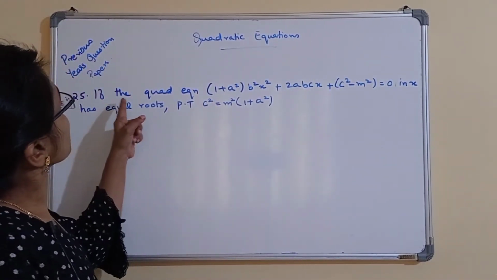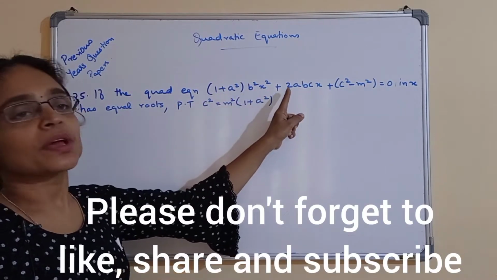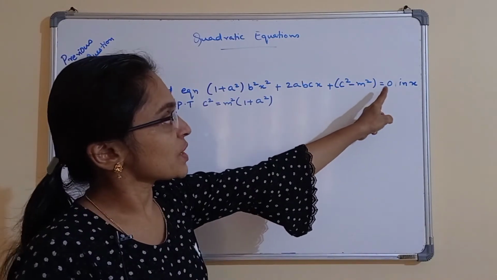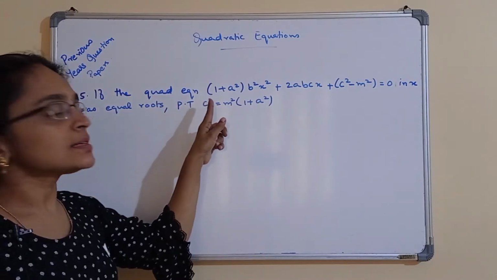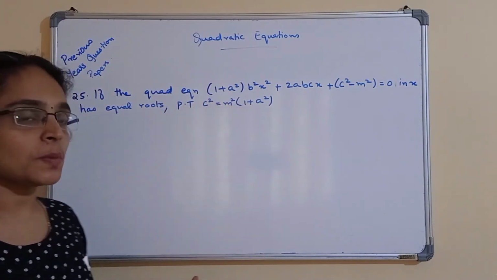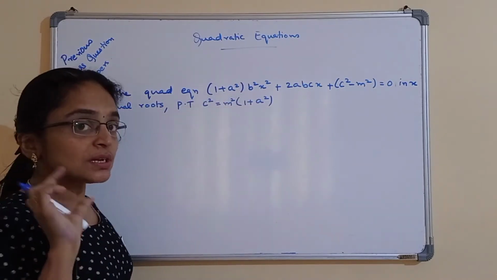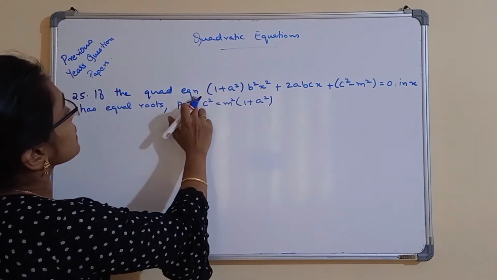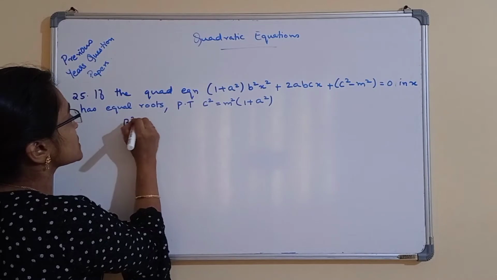Next one, if the quadratic equation (1 + a²)b²x² + 2abcx + c² − m² = 0 in x has equal roots, prove that c² = m²(1 + a²). That is, this is a quadratic equation in x, so we have to prove this. And has equal roots means b² − 4ac = 0.